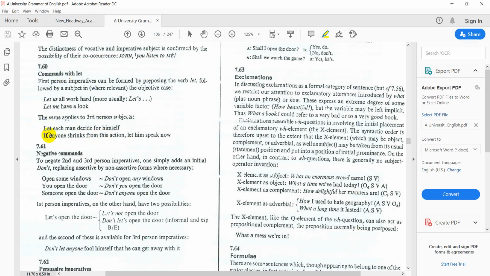Command with let. Let each man decide for himself. If anyone shrinks from this action, let him speak now. Let him speak now.